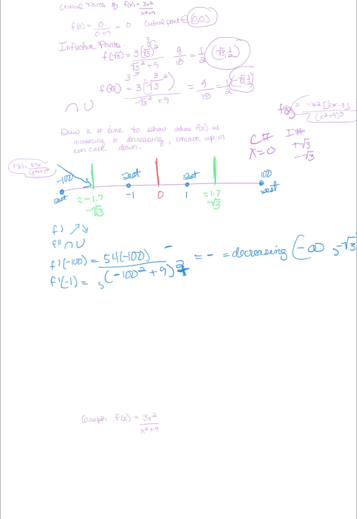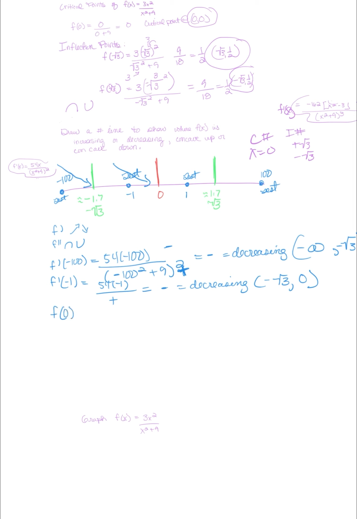All right, now let's do our next one, negative 1. Well, it's going to be the same thing here. 54 times a negative 1 over something that's going to be positive. So we have negative over positive. That's going to be negative, which equals decreasing. So we didn't see a change in our decreasing or increasing here from this to 0. And that's because we passed an inflection point. We change direction only at critical points and sometimes at vertical asymptotes.